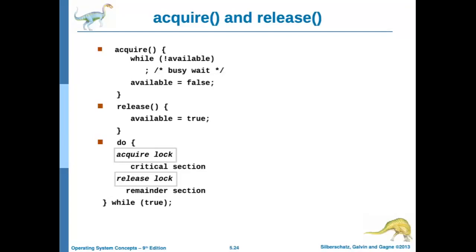And releasing the lock is available equal to true. Available equal to true. Is it exactly the reverse, false or true? Because for releasing, whenever I want to release the lock, I am setting its value to true.